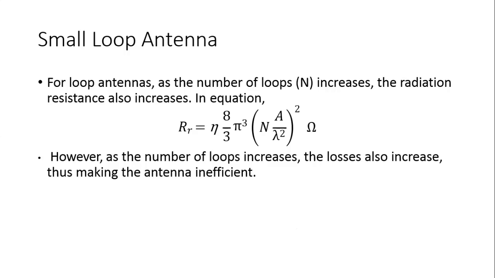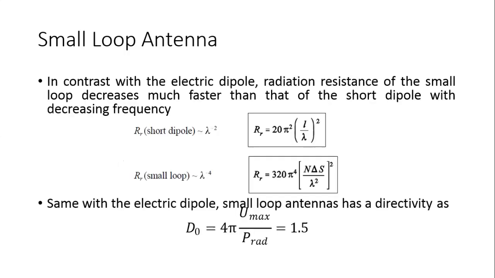Continuing, the radiation resistance of a small loop antenna with n turns is eta into 8 by 3 pi cubed times n A by lambda squared, whole squared, in ohms. However, as the number of loops increases, the losses also increase, thus making the antenna inefficient. For a small loop, in contrast with the electric dipole, the radiation resistance of the small loop decreases much faster than that of the short dipole with decreasing frequency.